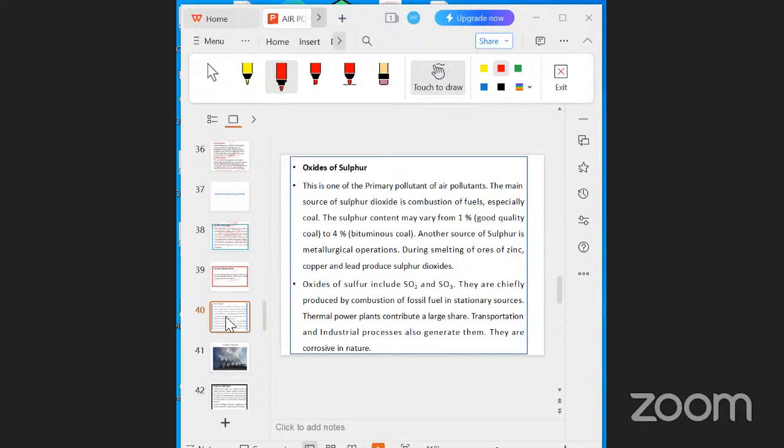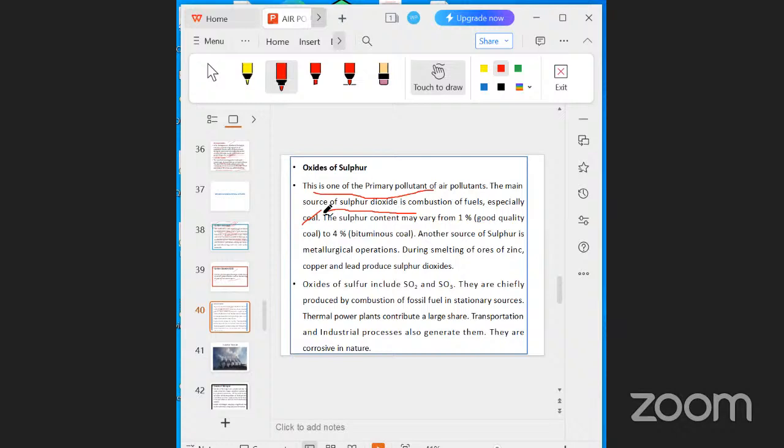So sulfur dioxide is the most important, right? Most important and common primary air pollutant. It can be produced in huge amounts in combustion of coal and other fuels in industrial and domestic use, right? So you see, this is one of the primary air pollutants. The main source of sulfur dioxide is combustion of fossil fuels, especially coal.